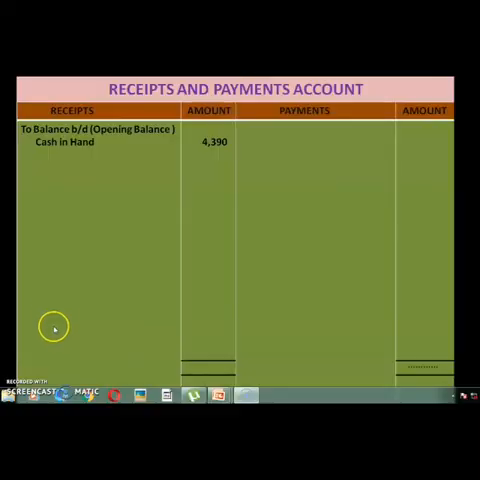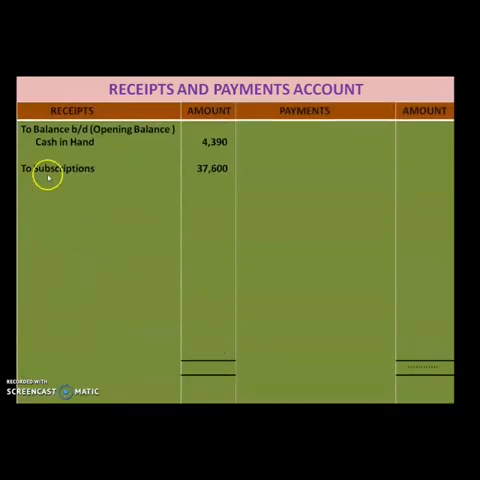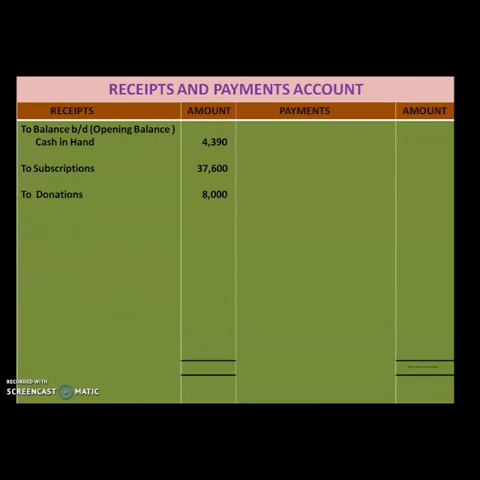Let us do the second item, that is subscription. And where are we supposed to record the subscription? Yes, it is a receipt item, so we will record it on the receipt side. The amount is given to you in the question. The next item as per the format is donation. Donation is also a receipt. It will also be recorded on the receipt side with 8,000 rupees as given in the question. Then the fourth item is entrance fees. Entrance fees is a receipt for a non-profit organization. So that will be recorded on the receipt side.